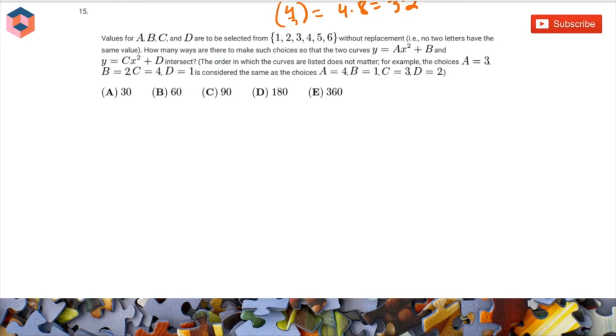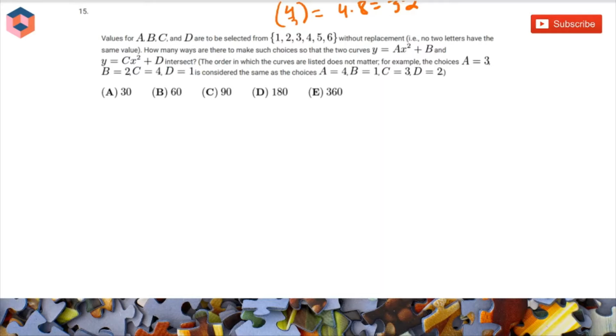Problem number 15. Values for a, b, c, and d are to be selected from the set 1, 2, 3, 4, 5, and 6 without replacement, which means that no two letters will have the same value. How many ways are there to make such choices so that the two curves y equals ax squared plus b and y equals cx squared plus d intersect? The order in which the curves are listed does not matter. For example, the choices a equals 3, b equals 2, c equals 4, d equals 1 is considered the same as a equals 4, b equals 1, c equals 3, d equals 2.